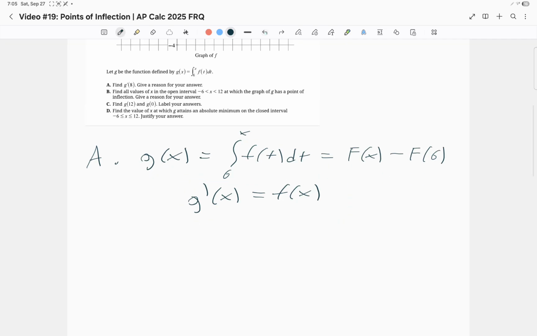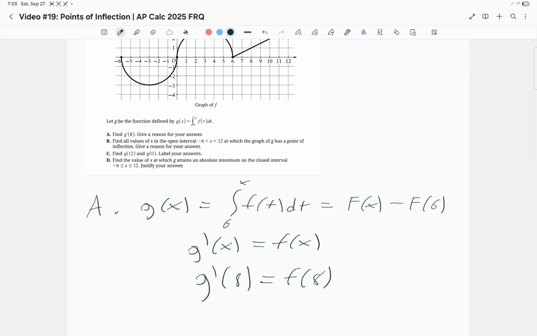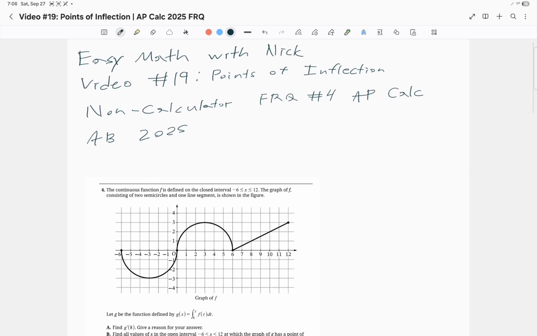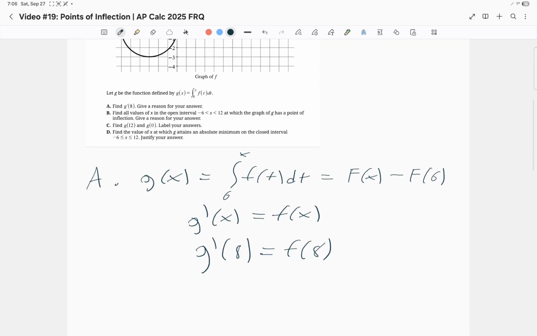So that's not our answer, though. You wouldn't circle your answer anyway. But if we want to find g prime of 8, it's just equal to the functional value of f at 8, which is 1 right here. So that's our answer, 1.